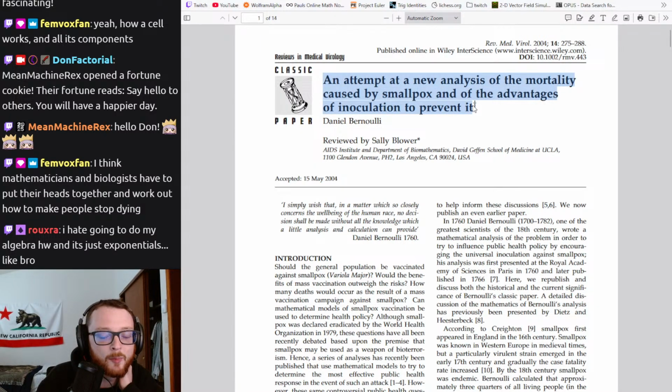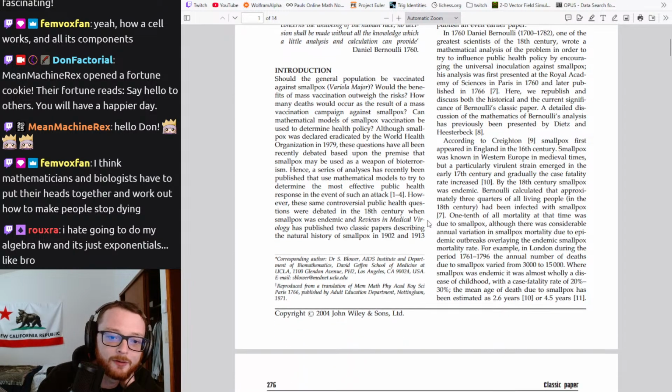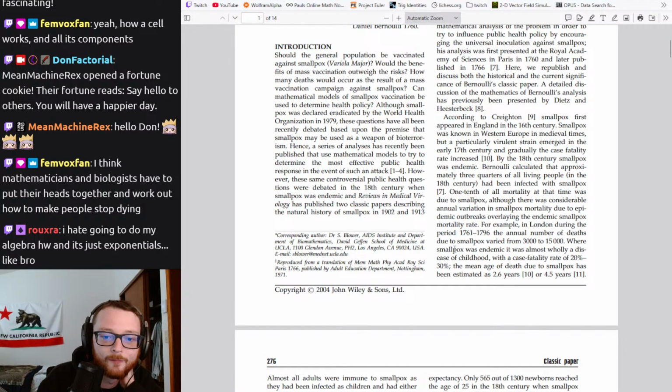Yeah, he wrote a paper about smallpox, and he basically modeled the effect of inoculation, because they didn't have vaccines then. I guess people are doing that now with the COVID modeling and stuff like that, but obviously you always need more.